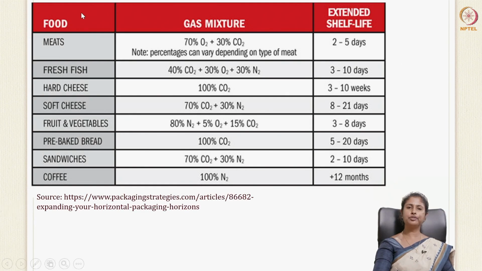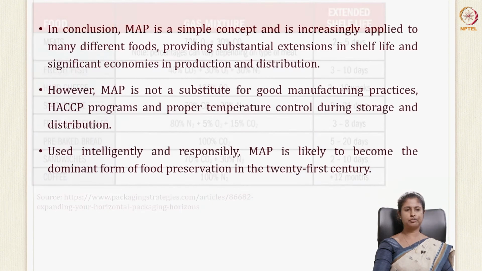This table shows you the different foods and the gas mixture that is generally applied and how long the shelf life is extended. For example, for meats, you can extend it for at least 5 days. For cheese, for 10 weeks. If you go in for coffee, you can extend the shelf life of coffee by at least 1 year by just changing the composition to 100% nitrogen. It makes all the difference, and that is why MAP plays a big role in the food industry.